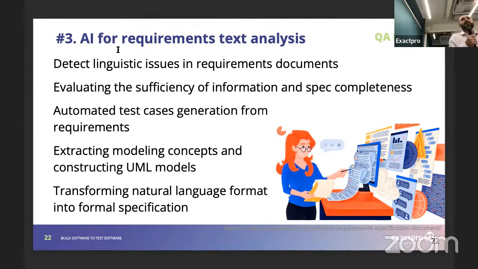So it's very promising to apply machine learning techniques to find these linguistic issues in your requirements documentation and to check whether the information provided in your docs is sufficient. And if you go even further, some people try to build tools which will automatically generate tests from your specification. But for that, you need to convert natural language description into formal description.